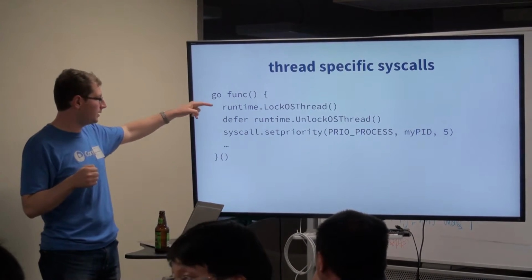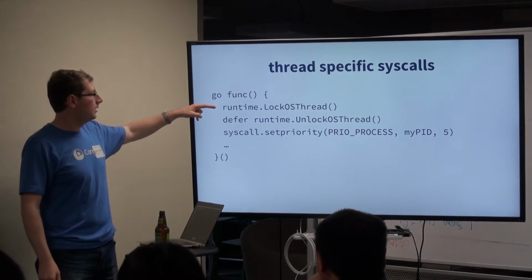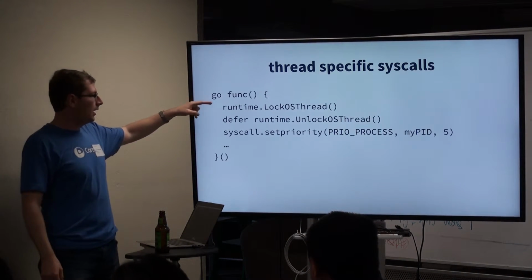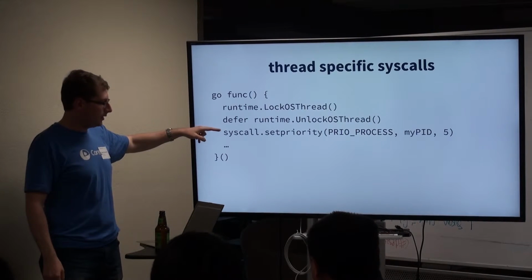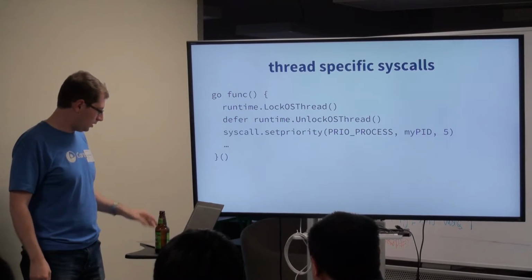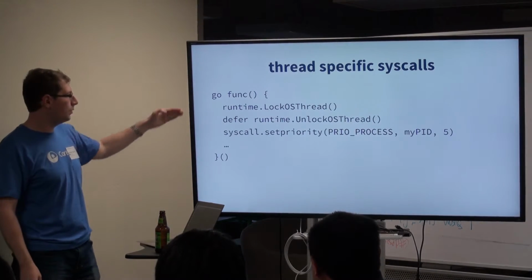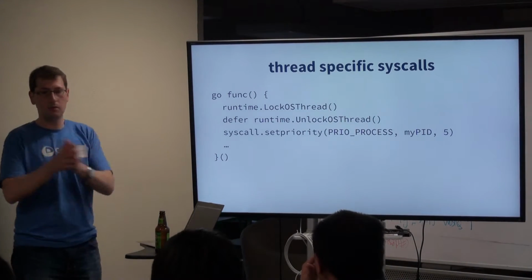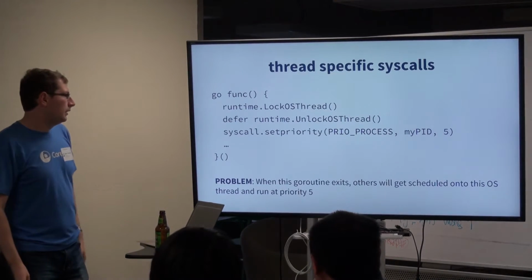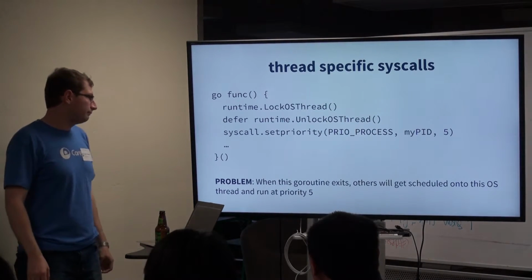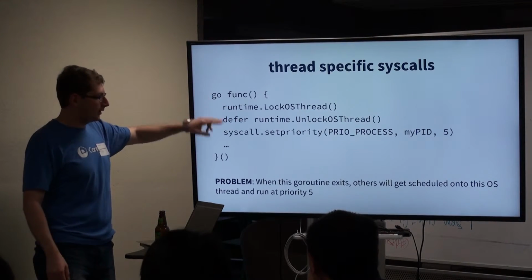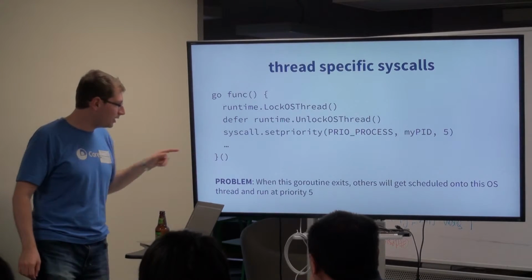So if we do that, we can pin this goroutine to the operating system thread, and then we can set the priority and go on our way, and we can be sure that while this goroutine is executing, it's not going to migrate to a different thread. Sounds good. By the way, when we are done, we can unlock it. But there's still a problem.